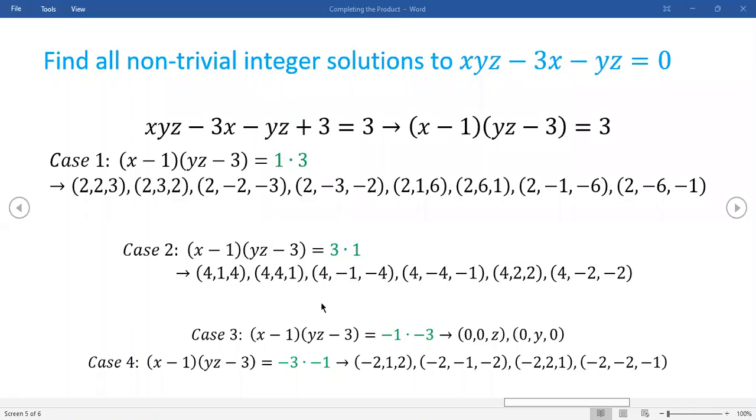A couple of interesting things I want to talk about. We're dealing with an integer valued equation, and it's in three variables, x, y, and z. Now, I didn't have any idea how to approach this until I read about something called completing the product on Michael Penn's channel. And that's actually the technique that we employ right here.